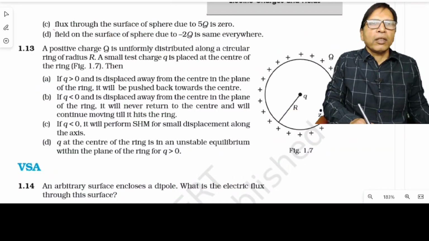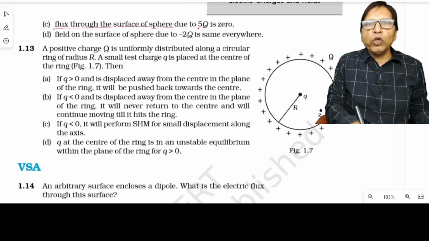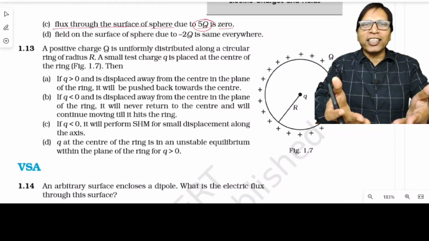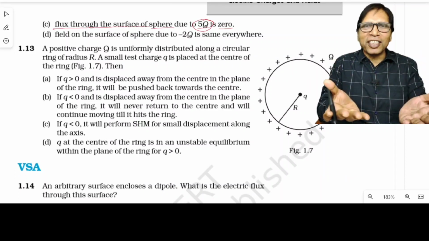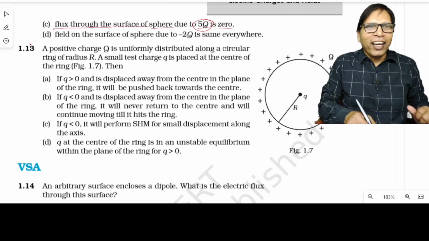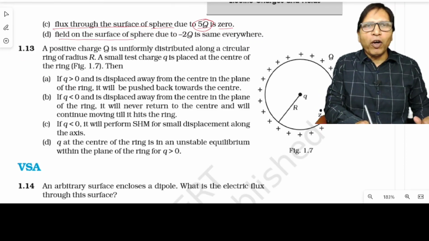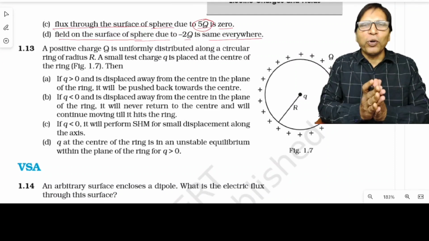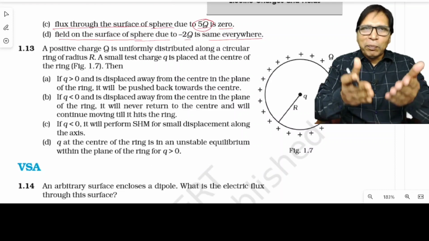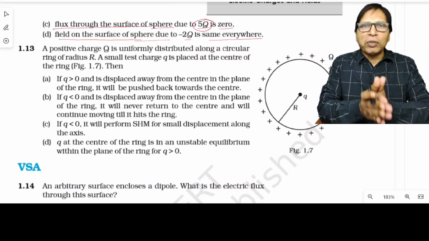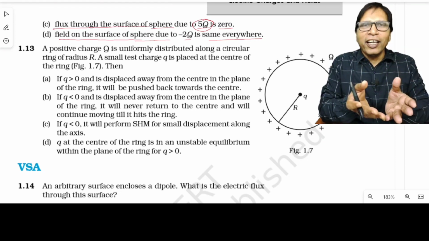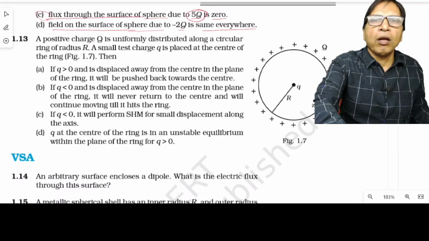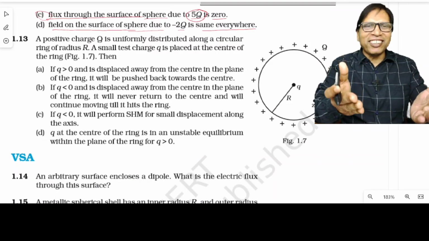Okay. The flux through the surface of the sphere due to 5q charge is 0. As the 5q charge is outside the Gaussian surface, the flux due to 5q charge is 0. Now option D: the field on the surface of the sphere due to minus 2q is the same everywhere. No, no. If the minus 2q charge is placed at the center, then the field becomes uniform over the surface. As it is far away from the center, this does not happen. Okay, so A and C options are correct.